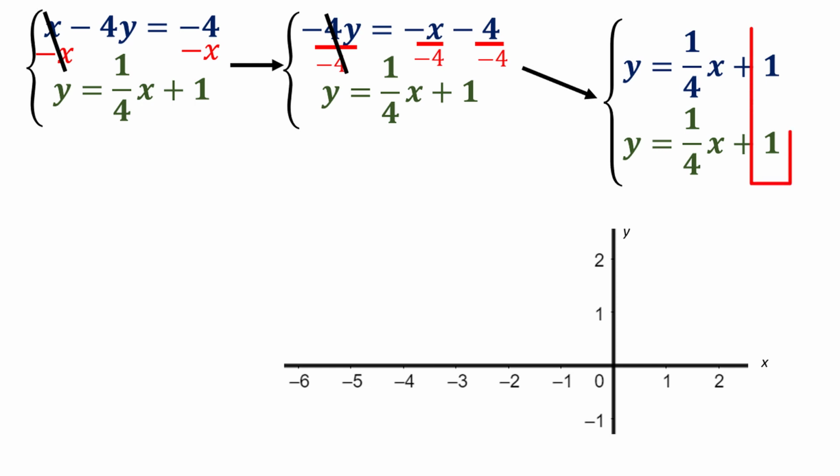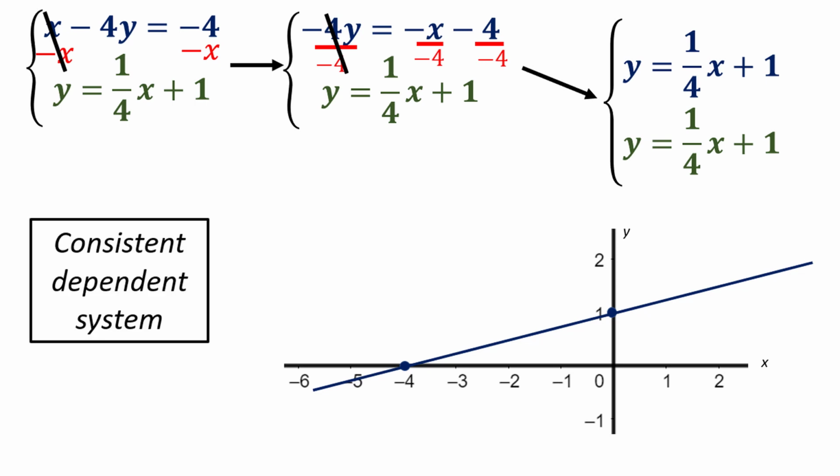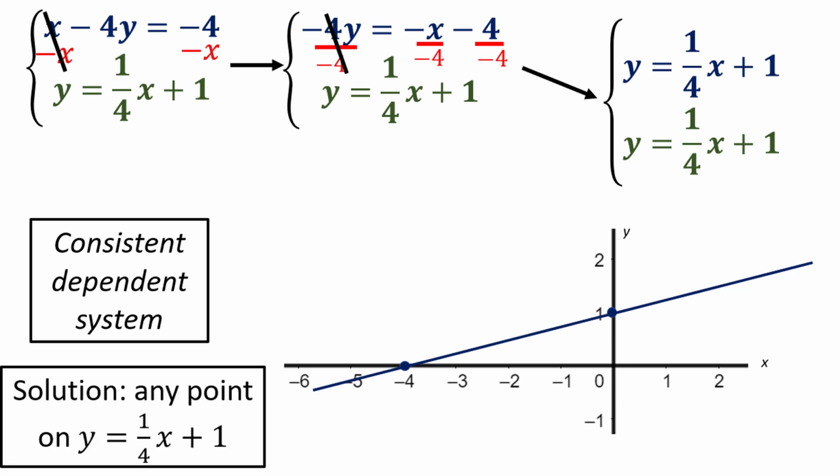Our y-intercept is 1, so we have the point (0, 1) on the graph. Then we can use the slope of 1/4 to graph an additional point, 1 unit down and 4 to the left, using the idea of rise over run in reverse. We have technically graphed both lines since they are the same. Our answer is that this is a consistent dependent system, meaning there is an infinite number of solutions, which include any point on the line y equals 1/4 x plus 1.